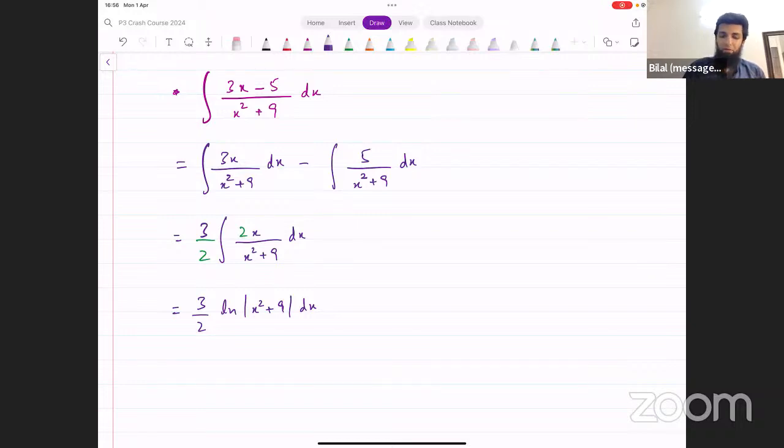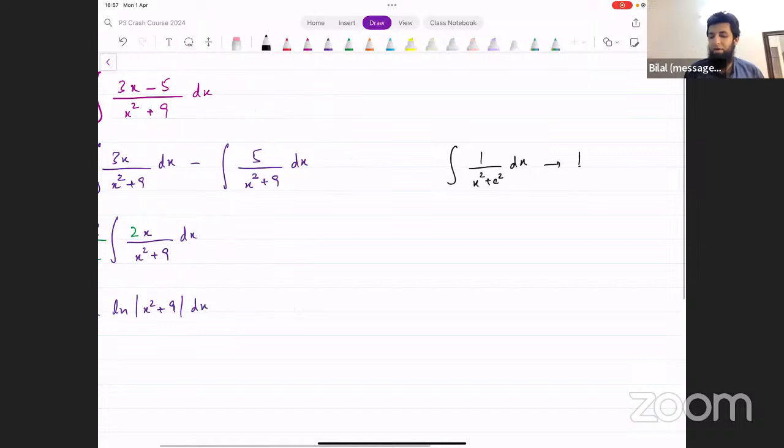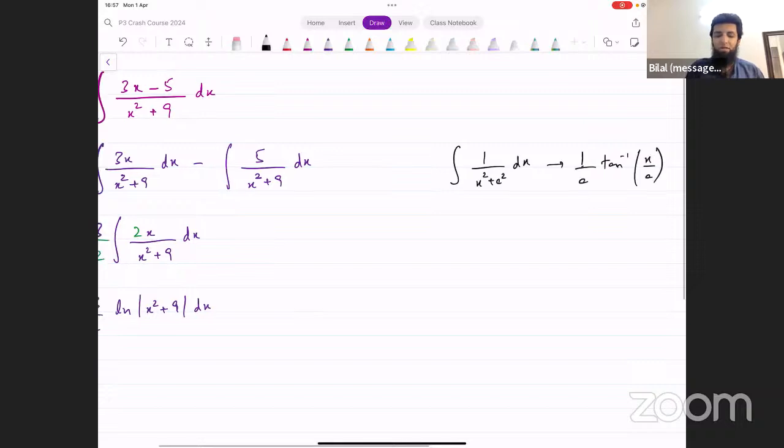Okay. Now, what about the second one? This is tan inverse form, because now we have a constant in the numerator and an x squared term plus a constant in the denominator. This is something that can be integrated using that tan inverse rule. What's that rule? Integral of 1 over x squared plus a squared is given by 1 over a into tan inverse of x over a. This is how this rule is given in the formula sheet.